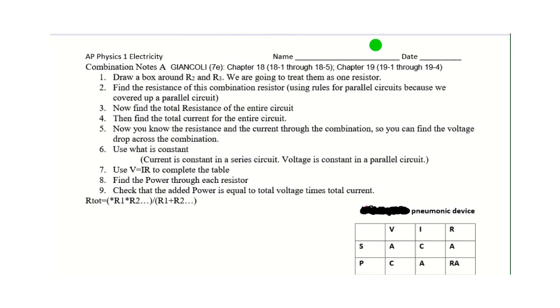Now that we've introduced series circuits and parallel circuits, we're now going to be looking at circuits that are called combinations, meaning that they have some elements that are in series and some elements that are in parallel. So some resistors that are in series with another and some that are in parallel.